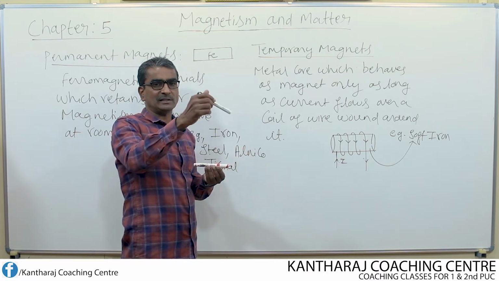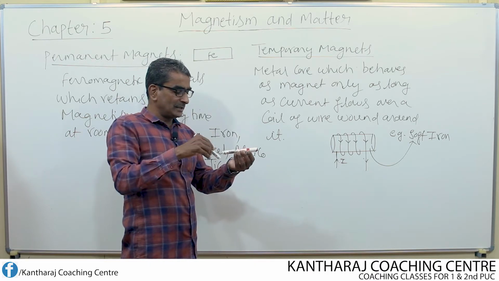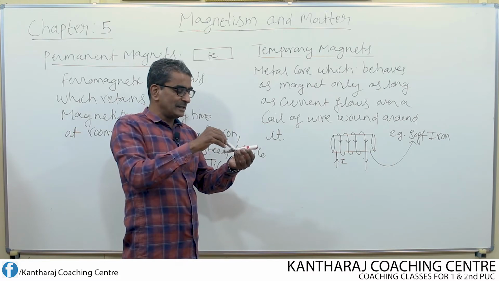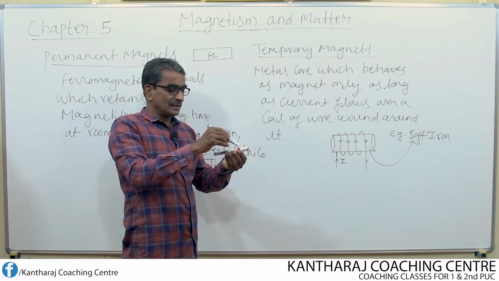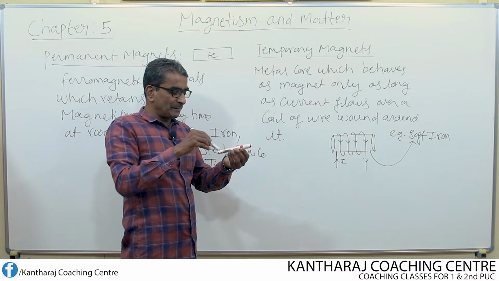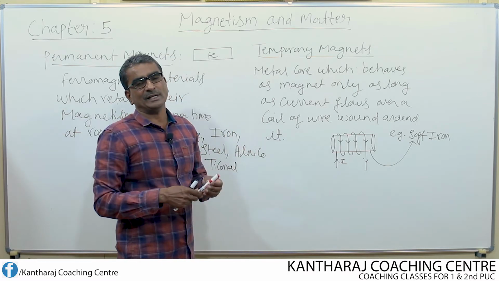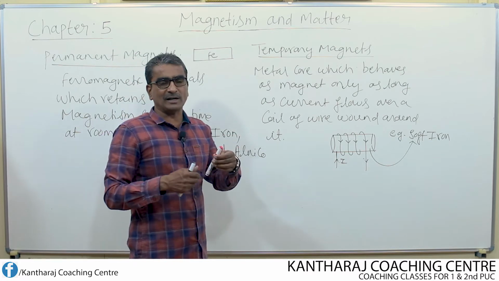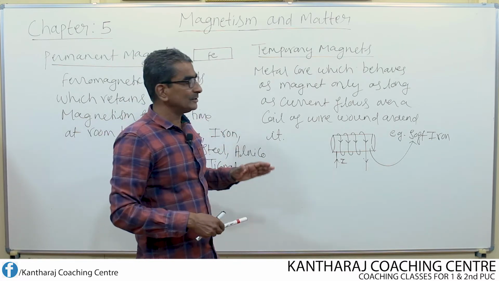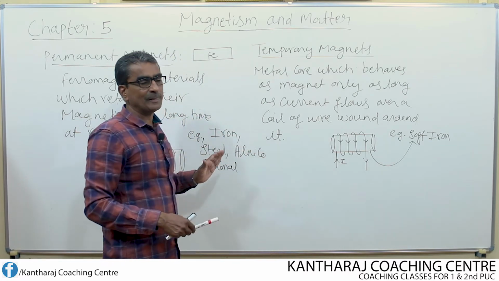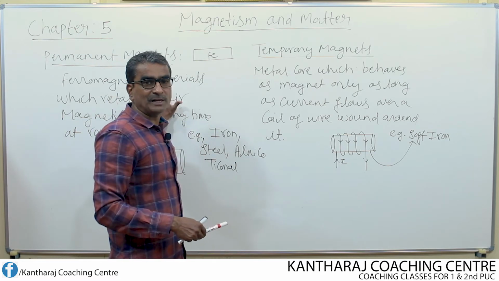So this is iron, this is a bar magnet. Stroke it like this, which means rub it like this several times, from one end to the other, for about a few minutes. After some time, it is found that this iron bar also starts behaving like a magnet. So this is another method of preparing a permanent magnet.